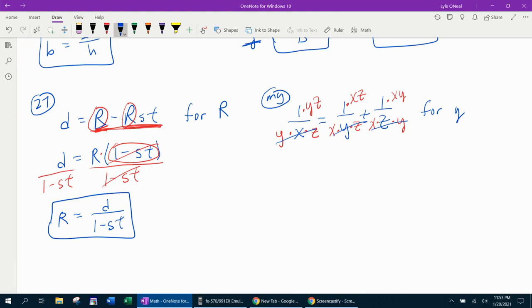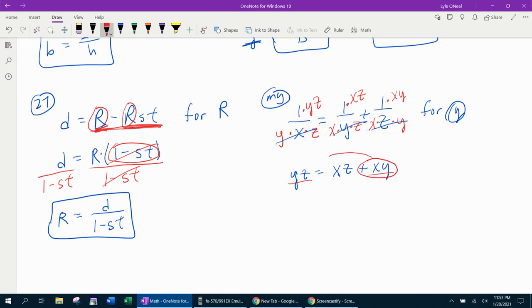So what am I left with? I now have YZ equals XZ plus XY. And now I have a new formula with no fractions. It should be a little bit easier to solve for Y. So how many terms have a Y? I've got a YZ, I've got an XY. I need to get those two terms together on the same side.